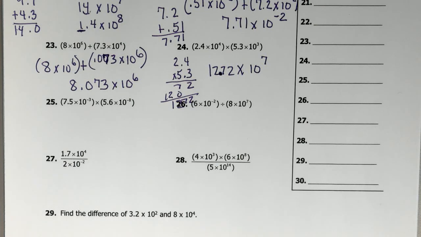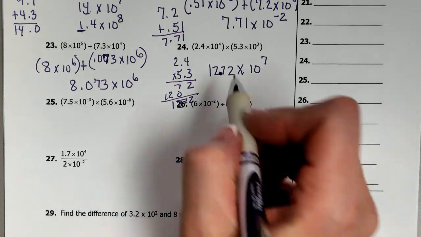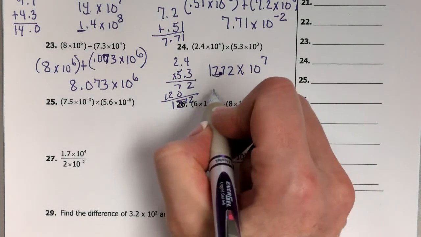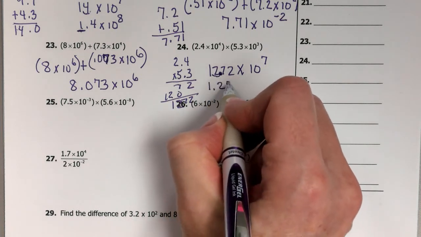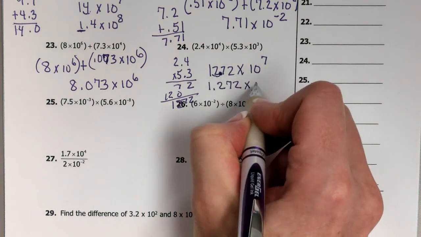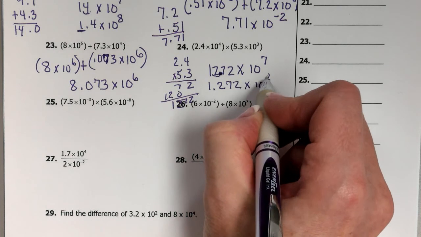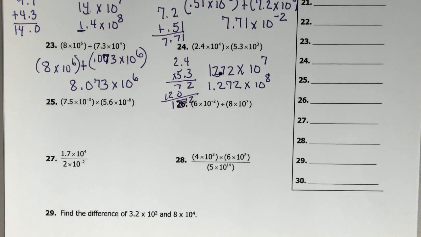Am I good with that? No. Where's the decimal got to go? Behind the 1. So if I move it behind the 1, what happens to the exponent? It goes up. So I'd have 1.272 times 10 to the 8th. Yes, Will.